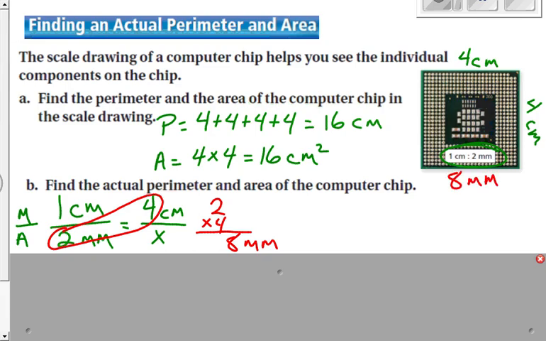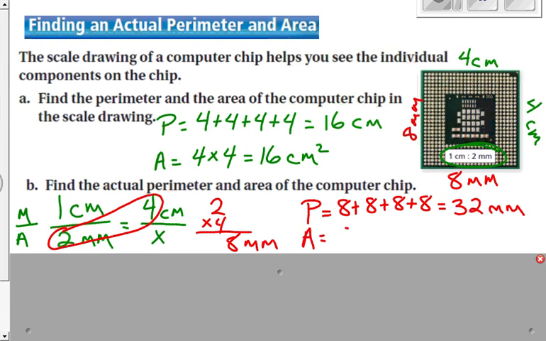And because it's a square, we know it's going to be 8 millimeters wide. So now, in order to find the perimeter, we have to add 8 plus 8 plus 8 plus 8, or 8 times 4, which gives me 32 millimeters. And for the area, we're simply going to do 8 times 8, which gives me 64 millimeters squared.